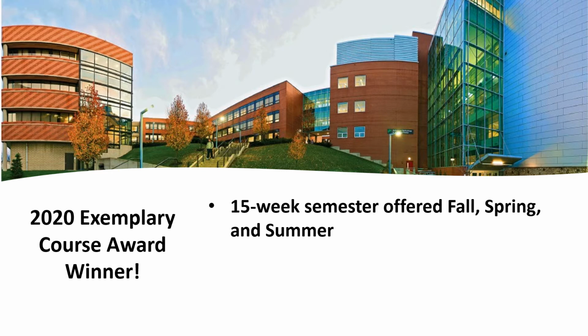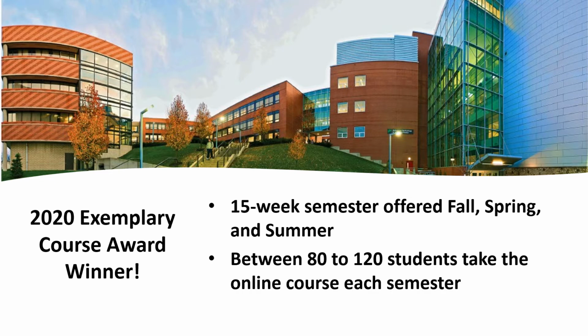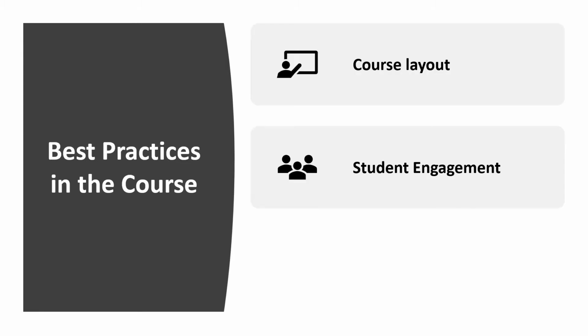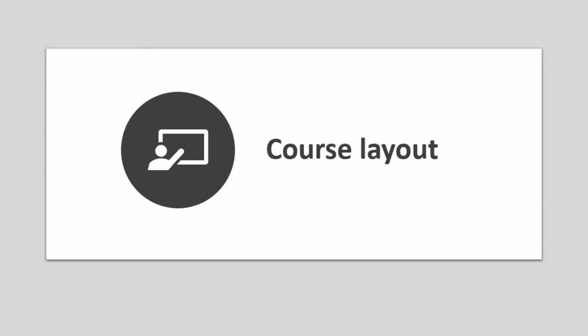Normally, the course runs over a 15-week semester that is offered in the fall, spring, and summer. And normally, between 80 to 120 students take the online course each semester. In this video, I'm going to illustrate some best practices that I use in my online course. They are grouped in one of three categories: course layout, student engagement, and communications. We will begin with course layout.